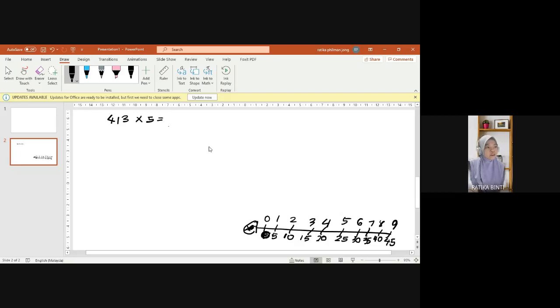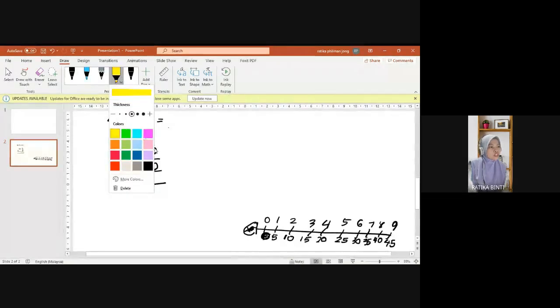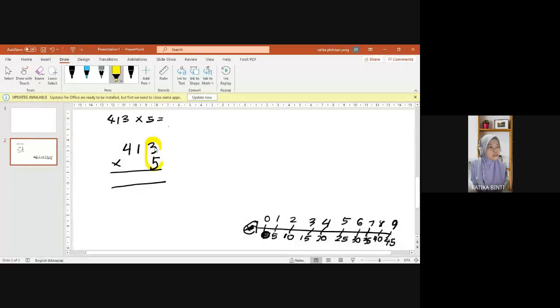So by using normal form, we write down the question in normal form, 413 times by 5. We are going to multiply each number at the top with the number below. We multiply this number first. 3 times 5 is 15. So 5 goes at the bottom and 1 we bring up. Remember to multiply first, then you add.